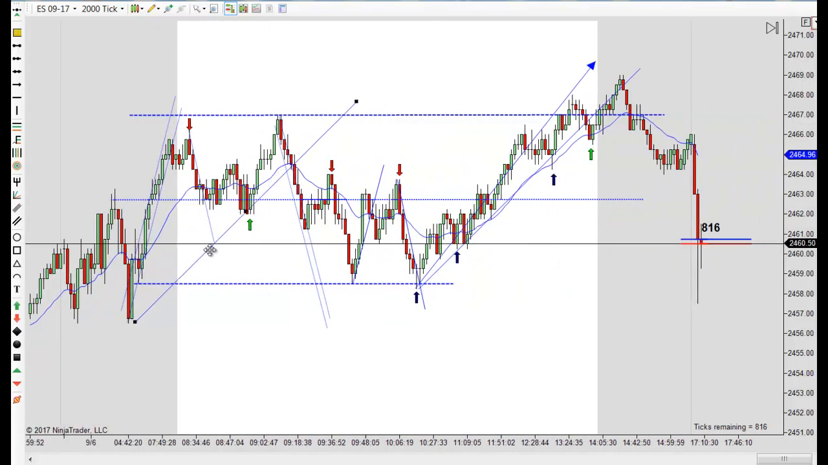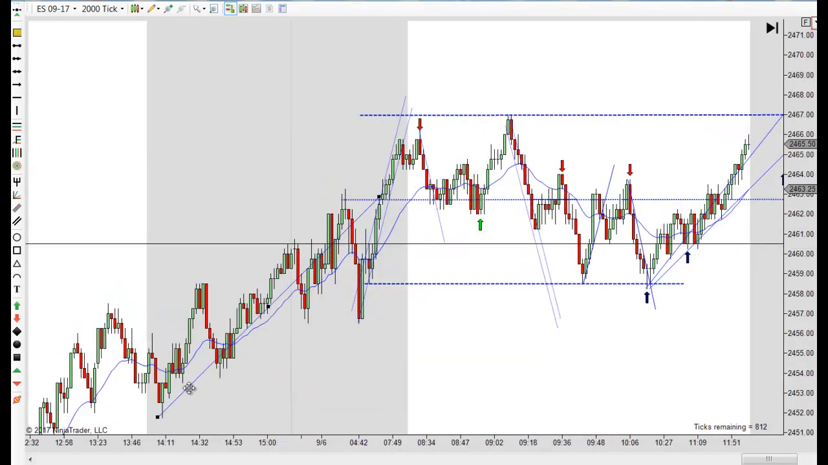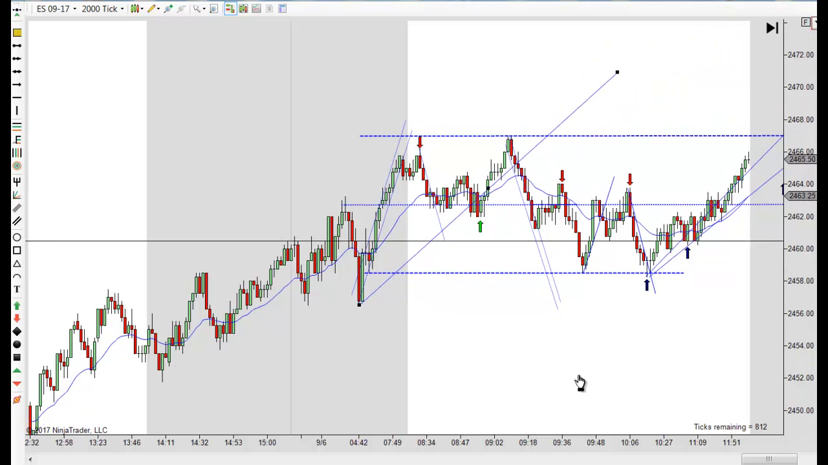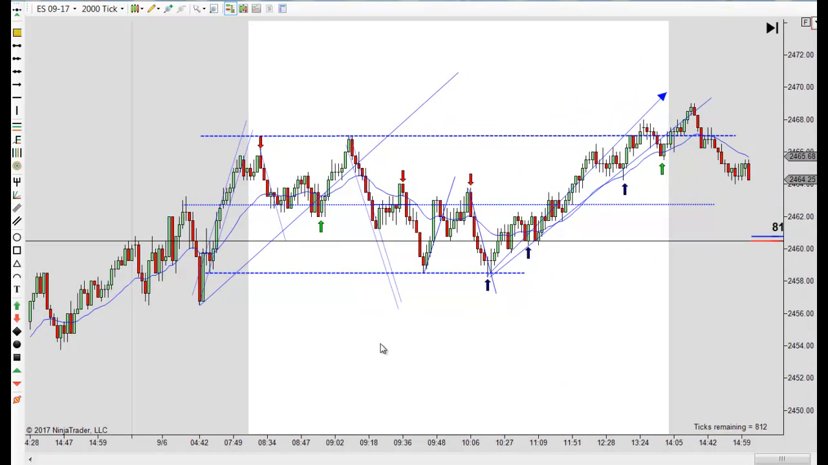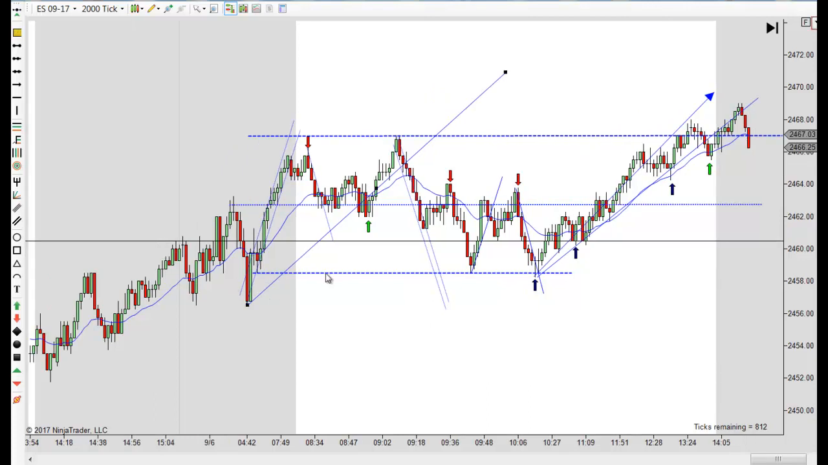But I would have also, if we continued higher, I would have probably measured here and then from here, and we didn't quite get that, so you can see that. But just a couple of different ways.